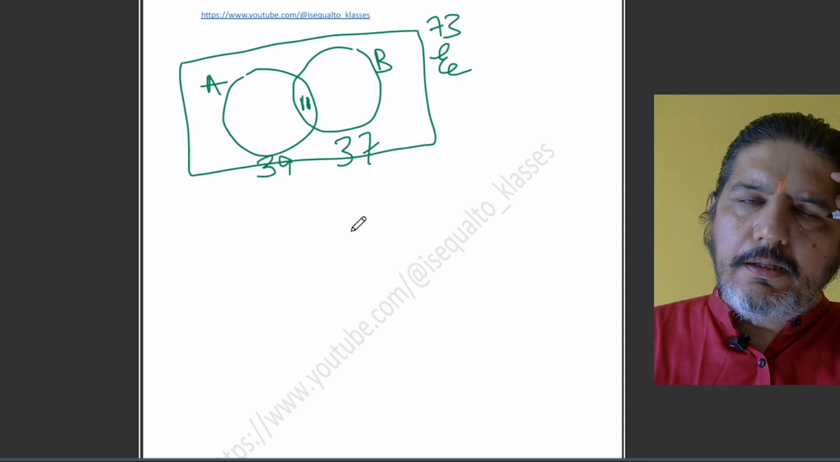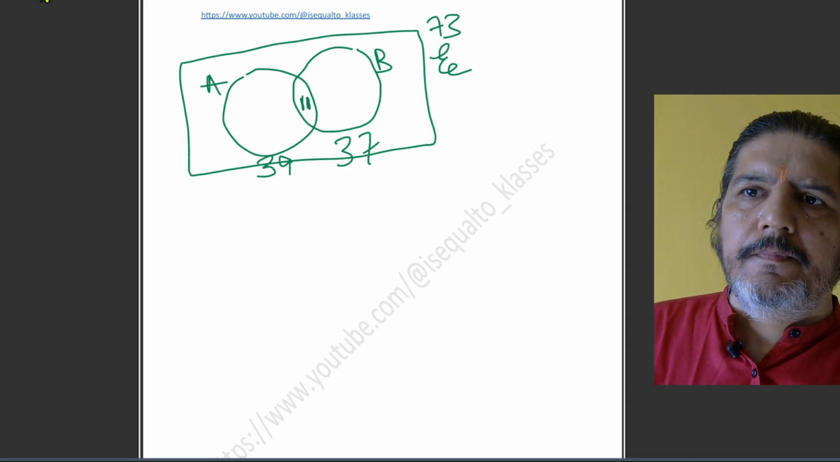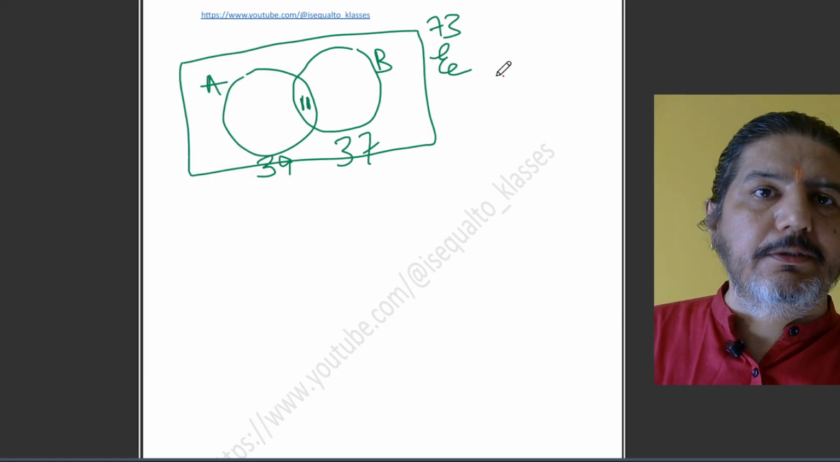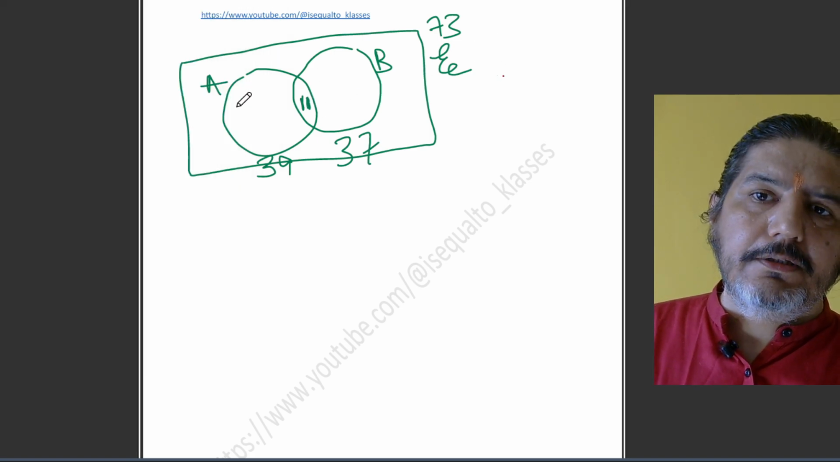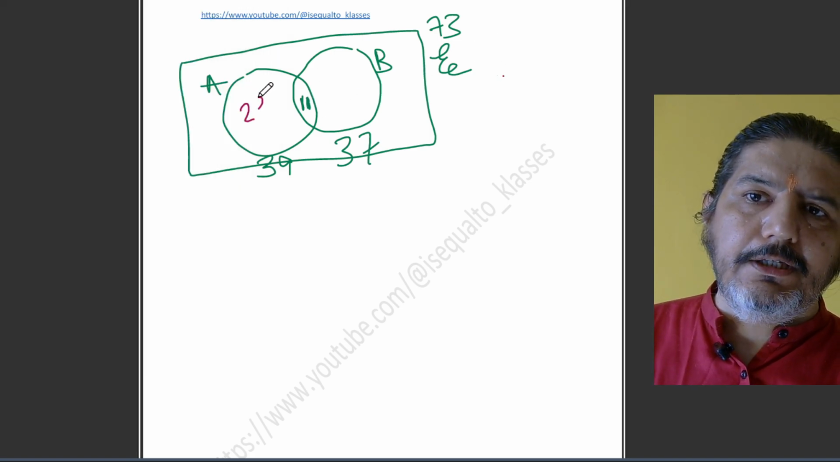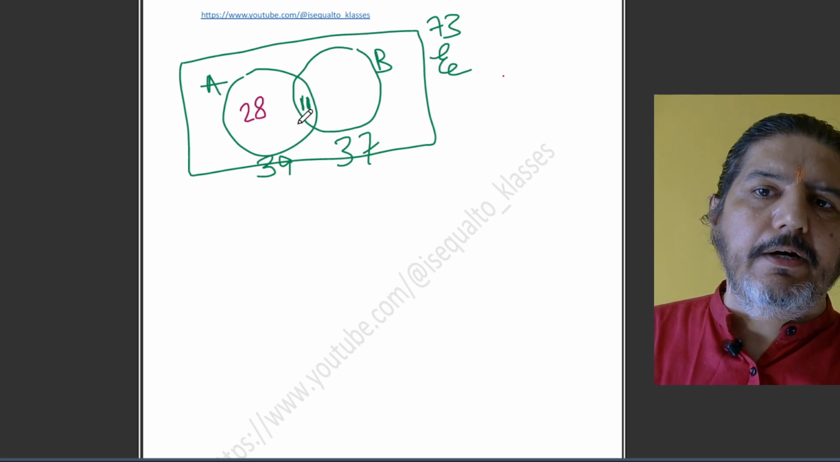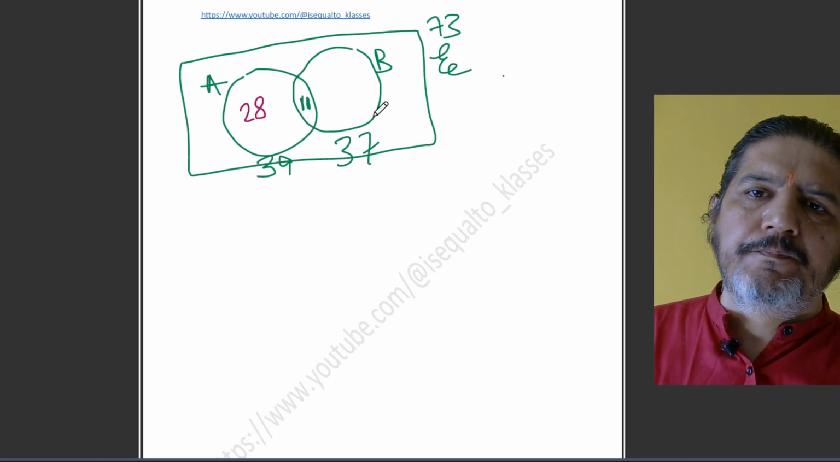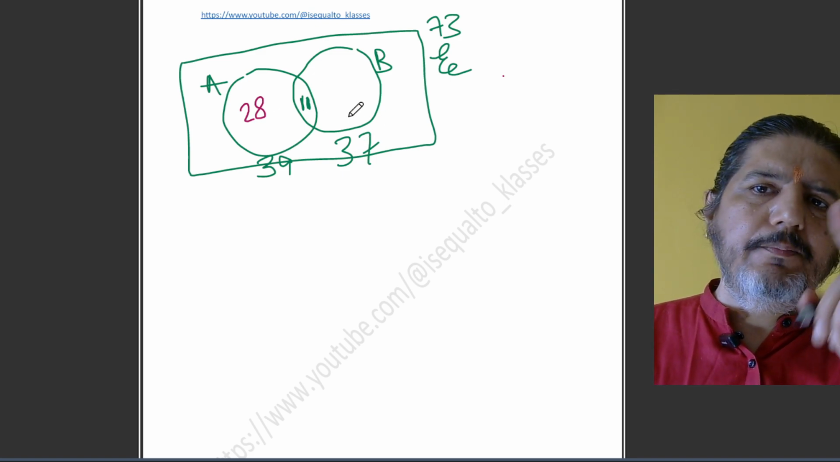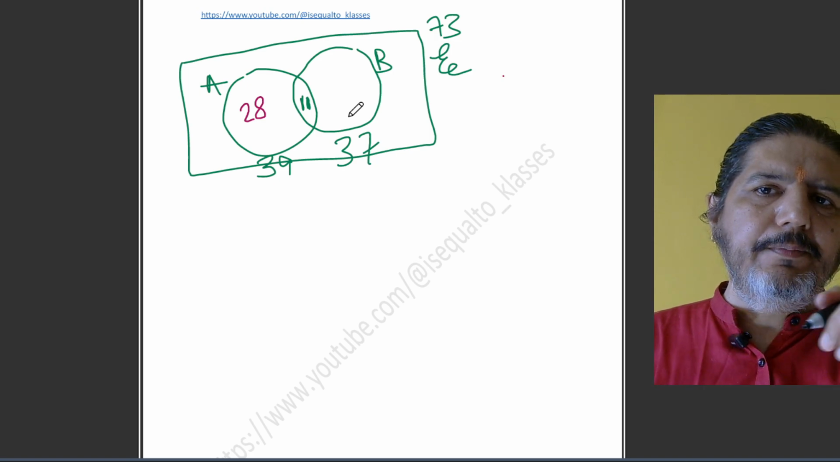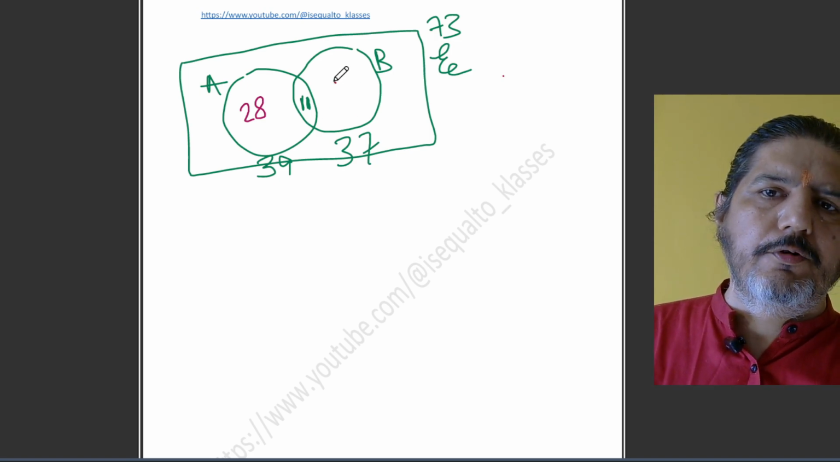Now if you are able to think it, and if you have doubt, please ask me in the comments. So if this is 11, only the unique in A will be 28. Why? 28 plus 11 is 39. So 37 are there in B, but the common between A and B are 11, so the unique in B would be 26.